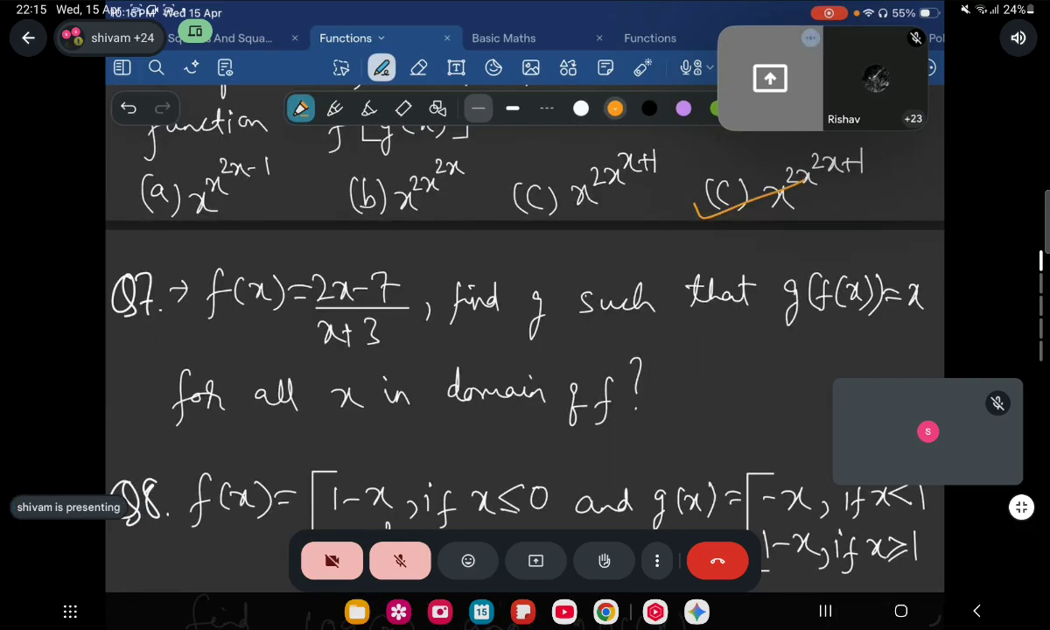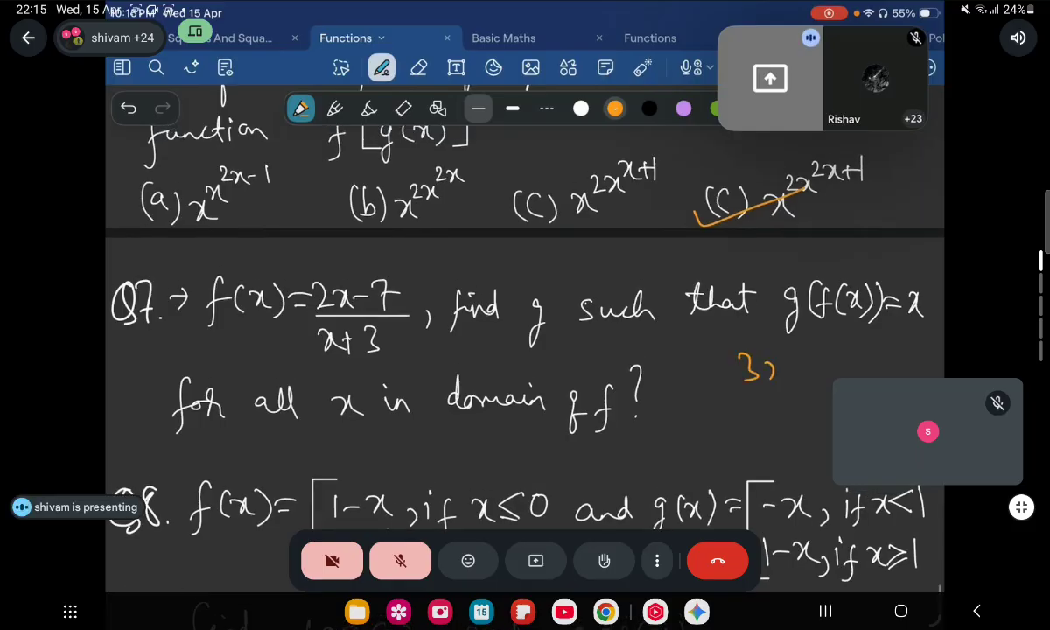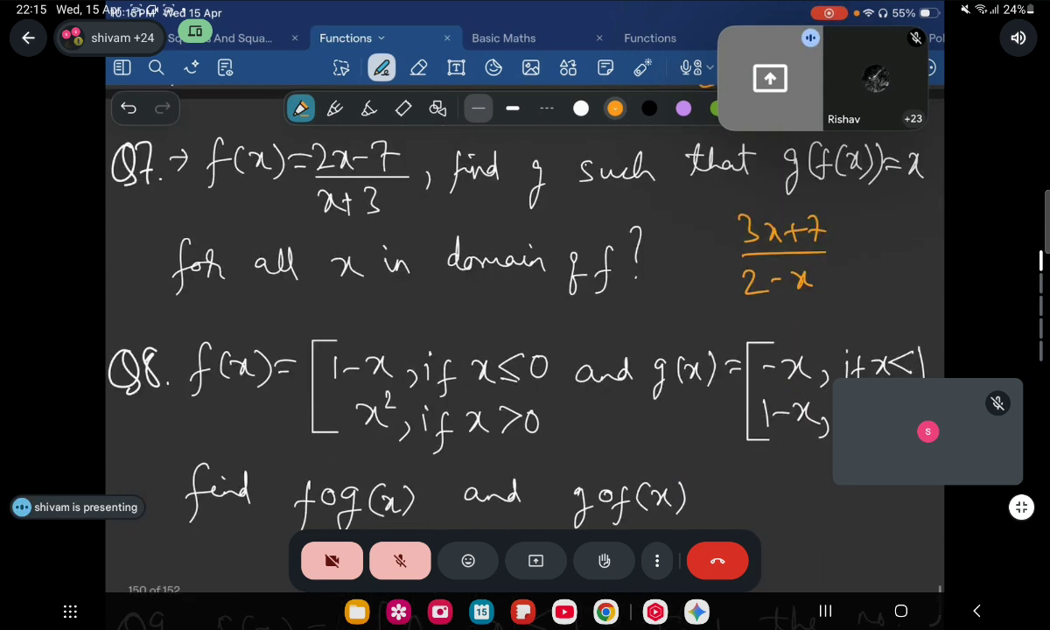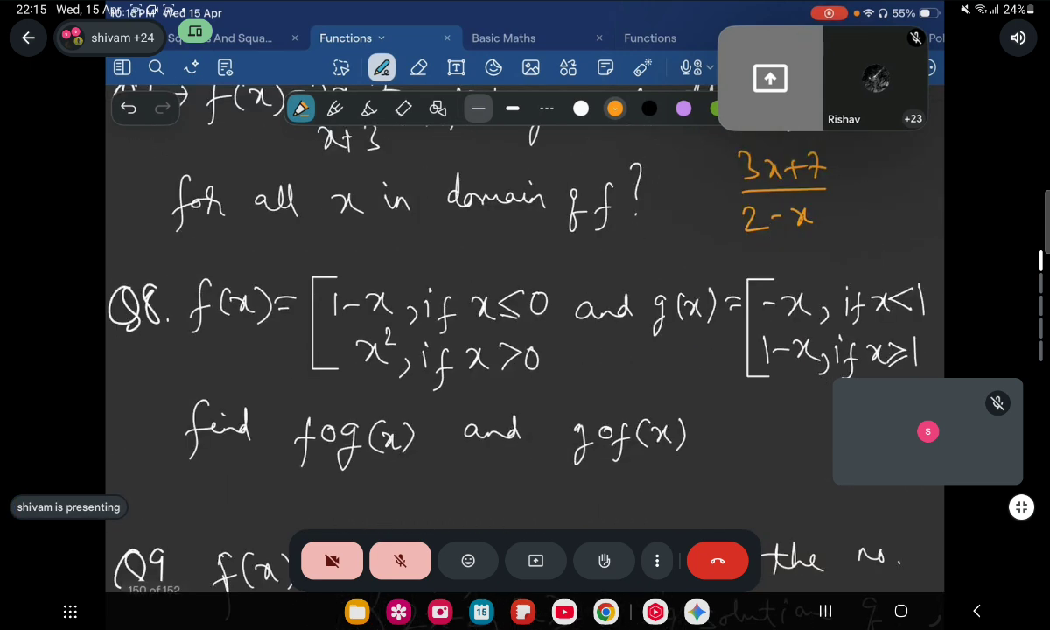Next. 7. 7 is 3x plus 7 upon 2 minus x. Anyone having any doubt, you can ask me now. Next. Number 8. 8 is f of x. Just give me 1 minute. I'm writing down the answers. Number 8 is f of x equal to 1 minus x.